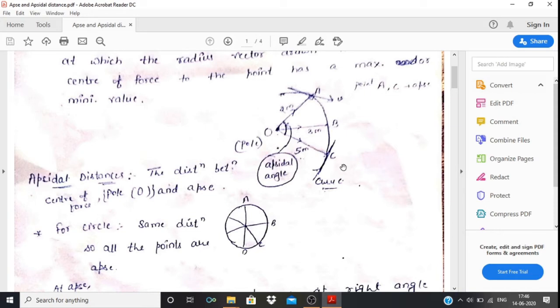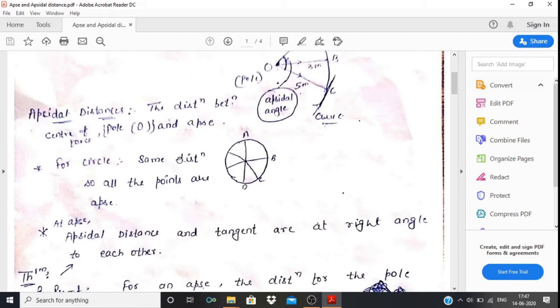It means the points A and C are the apses, and the angle between the apses is known as the apsidal angle. And what is the apsidal distance? The distance between the center of force and the apse is known as the apsidal distance. That means the distance between O and A, and O and C, is known as the apsidal distance. Again, we take the example of a circle. We know that the distance from the center of force to any point on the circle is always the same, hence all the points are called apses in the case of a circle.